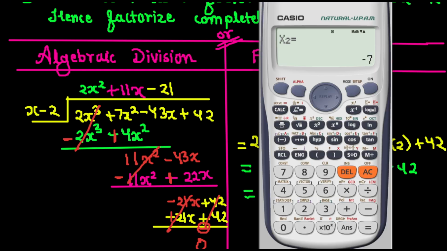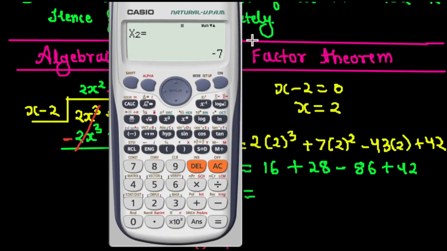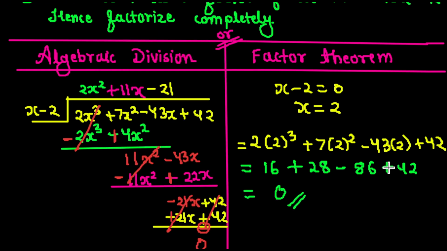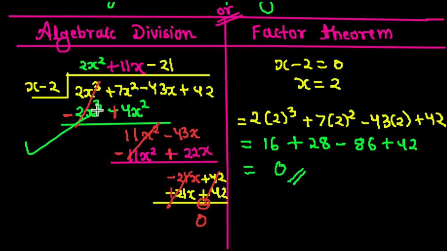Simplify and check. You can directly do it, but just to show you, I can do it here. 16 plus 28 minus 86 and then plus 42. 42, and that's a 0. So that's how it works. Okay, so we can say that yes, this x minus 2 is one of the factors. So you check for yourself. You can use algebraic division, that's longer, to check if that is your factor, but this one took shorter time. Just by substitution, you can prove that it is a factor.